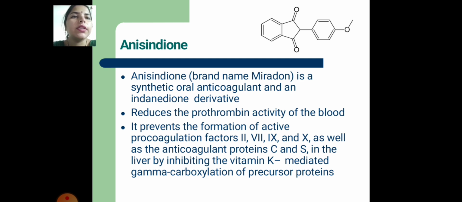Acenocoumarol is a synthetic oral anticoagulant, and its derivatives reduce the prothrombin activity of the blood. It prevents the formation of active coagulant factors 2, 7, 9 and 10, as well as the anticoagulant proteins C and S in the liver by inhibiting the vitamin K mediated gamma carboxylation of the precursor proteins.